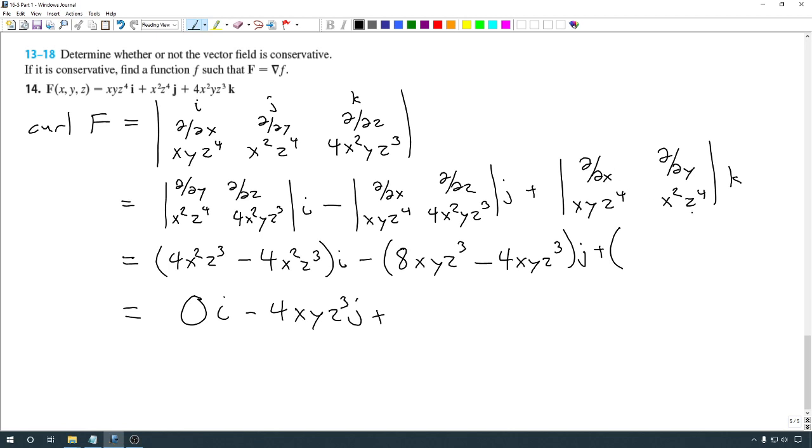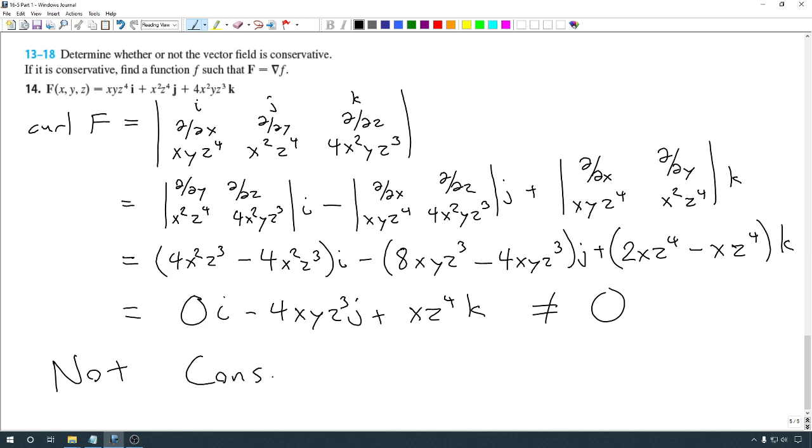We'll go ahead and take the derivative of this with respect to x. So we have a 2xz to the 4th minus the derivative of this with respect to y. That means we have an xz to the 4th. Turns out that doesn't go to 0 either. They are like terms again, which is nice. But we end up getting an xz to the 4th k. So this is not 0 in general. That means this is not a conservative vector field. There's no point in trying to find a little f because we can see right now there just isn't one.